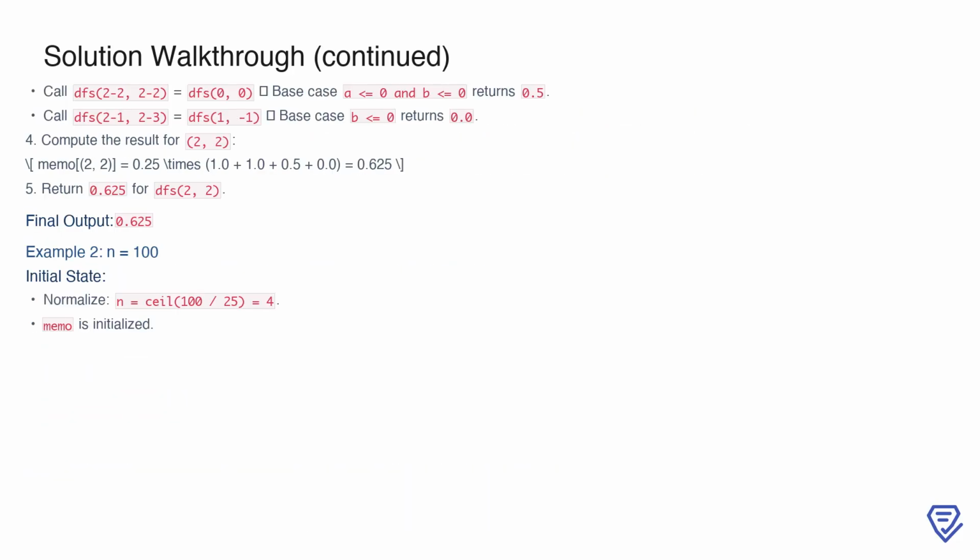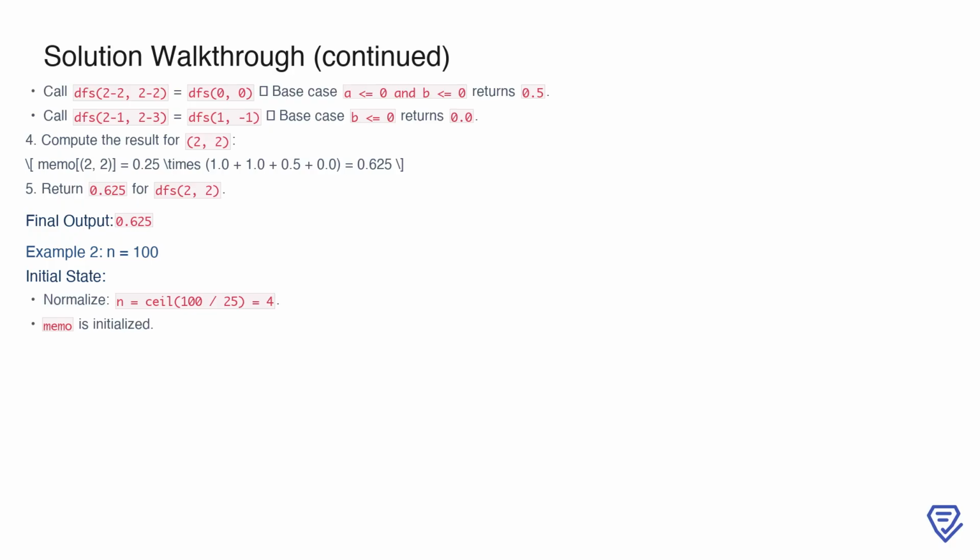In the next step, we continue evaluating the serving options for the state 2, 2. For instance, the call DFS(0, 0) results in a base case where both soups are empty simultaneously, returning a probability of 0.5. Meanwhile, the call DFS(1, -1) hits the base case where soup B is empty first, returning 0.0.